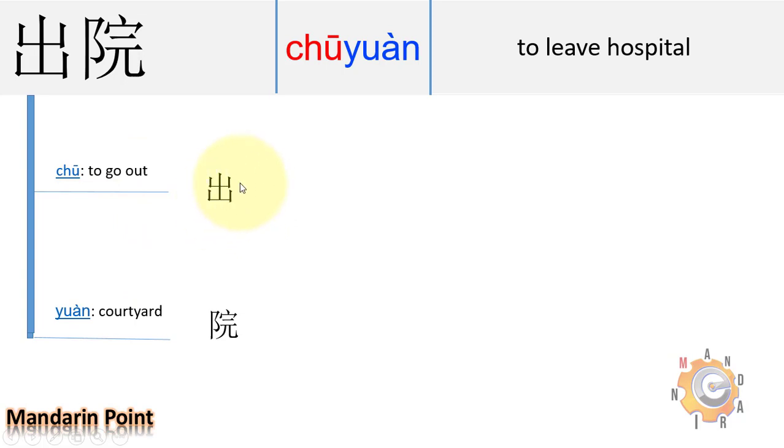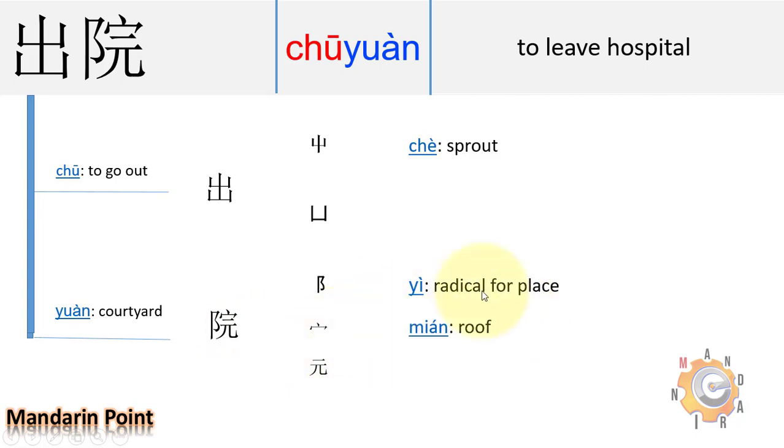So this character can further be decomposed. At the top, which means sprout, while at the bottom is this character. Yuan can further be decomposed. Left side, top right, bottom right. This one is E, which means radical for place, and this is mian, which means roof, while this one is yuan, which is actually the currency of China. Yuan. So that's all about our section 1.